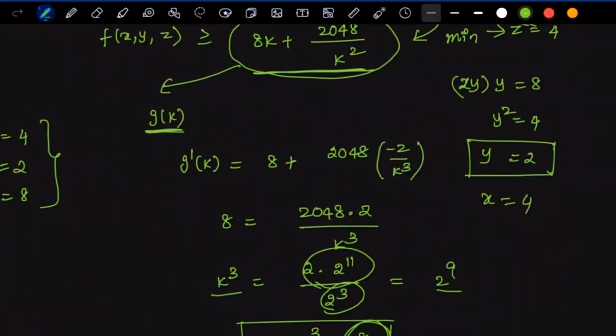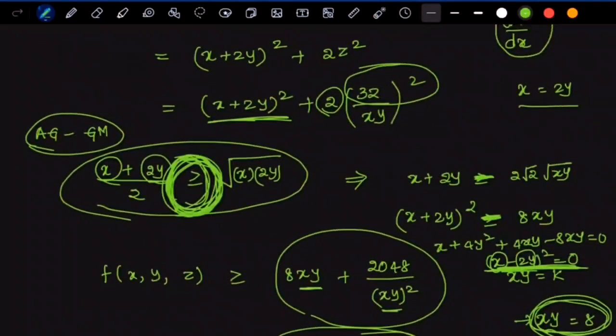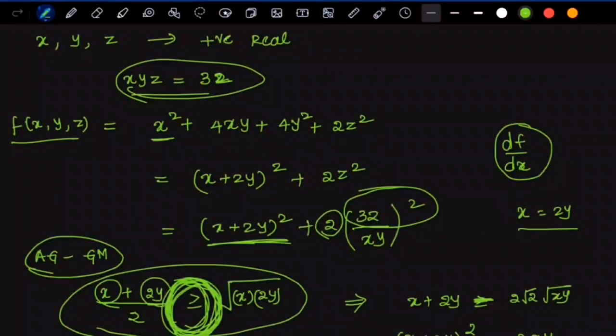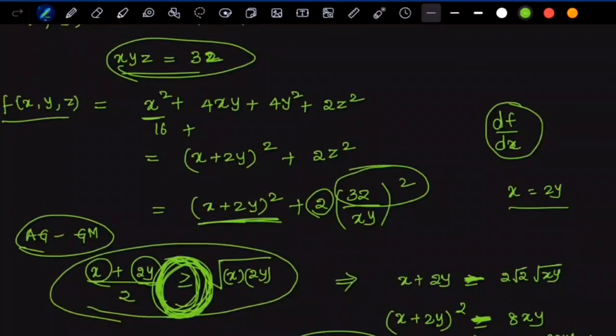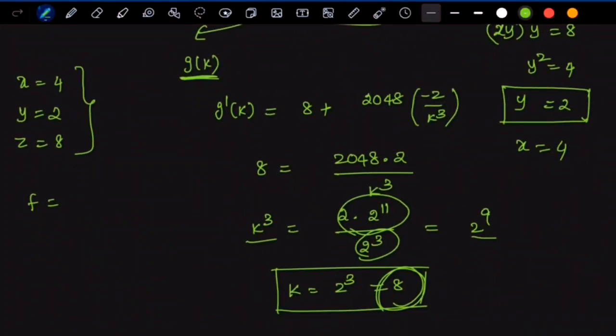And what will that minimum value be? Let us find out. x is equal to 4, so this will be 16, plus x is 4 and y is 2, this is 8, 8 times 4 is 32, plus y is 2, so this is 16, plus z is 4, so this is again 32. 32 plus 32 plus 32. So this is simply 96. So that is the minimum value of this function.